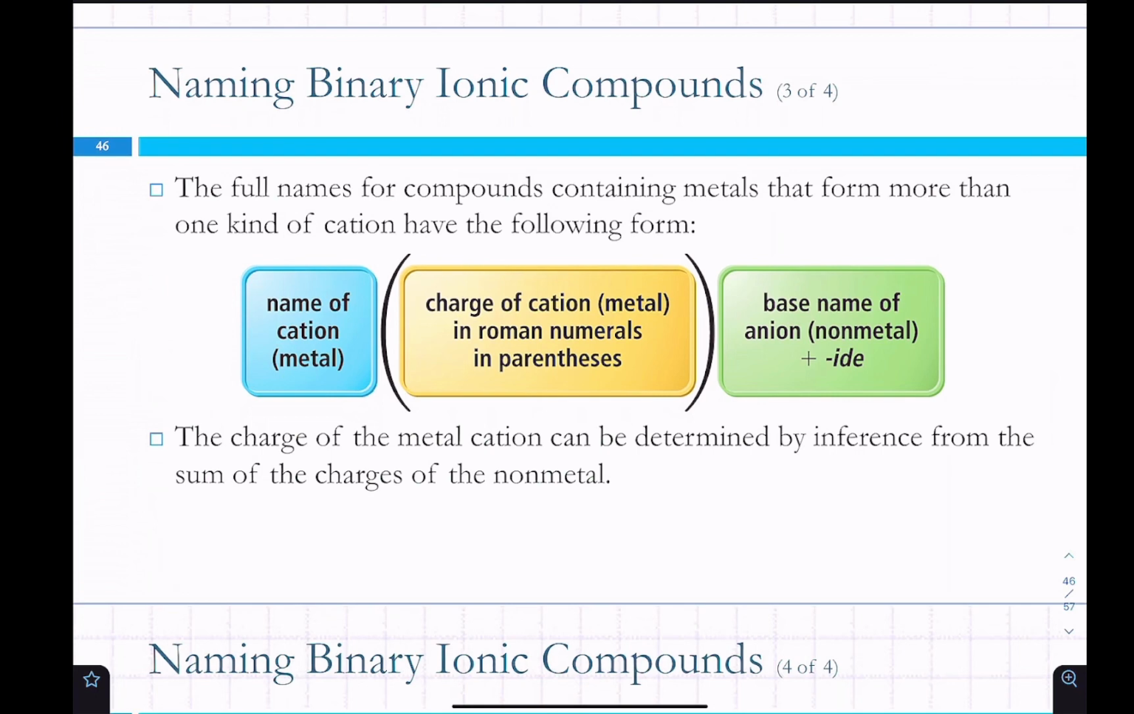So the full names for compounds containing metals that form more than one kind of cation will have the following form: the name of the cation, then the charge of the cation in Roman numerals in parentheses, and then change the base name of the anion to -ide. If you're given a formula and trying to write the name, you determine the charge on the metal based on how it would balance out with the nonmetal, because all the nonmetals form consistent charges. So those are never in question. Fluorine's always going to be 1-, oxygen's always going to be 2-, nitrogen is always going to be 3-.